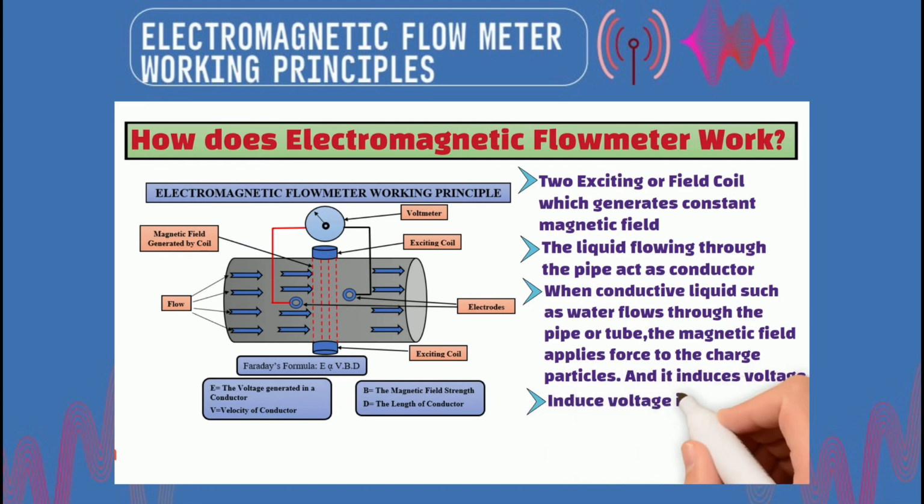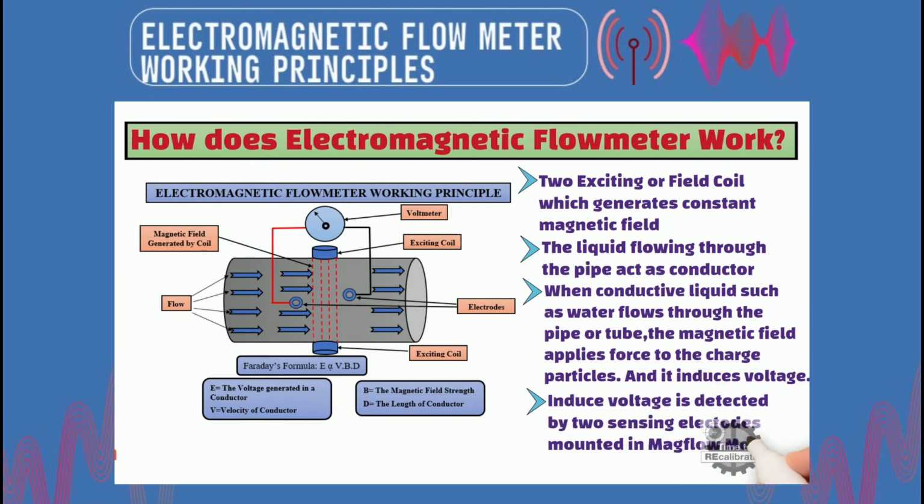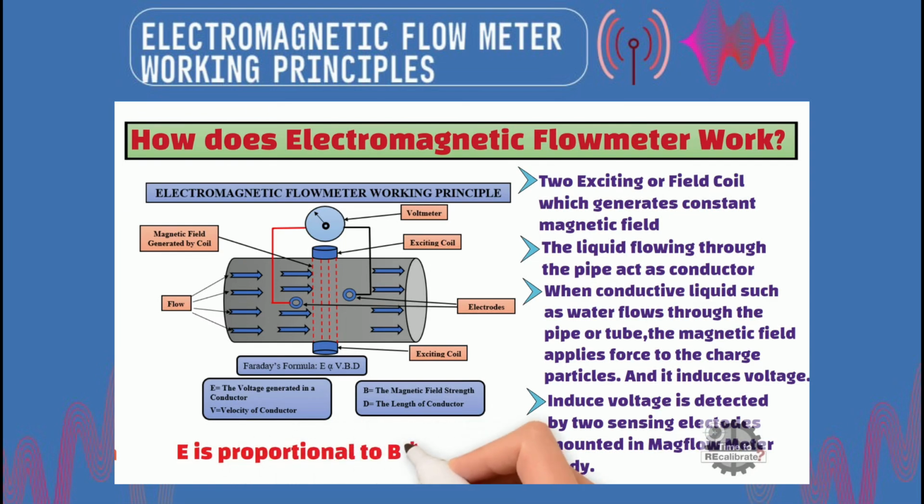And this induced voltage is detected by two sensing electrodes, which are mounted in the mag flow meter body. This induced voltage E is proportional to B, V, L. In this equation, B is the magnetic field strength, V is the velocity of the conductor, and L is the length of the conductor.